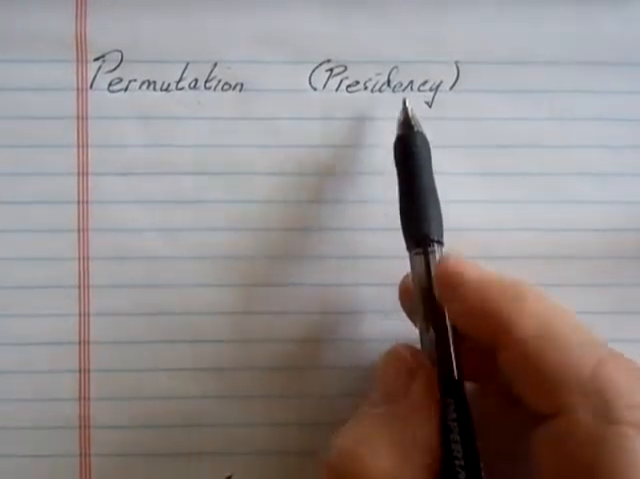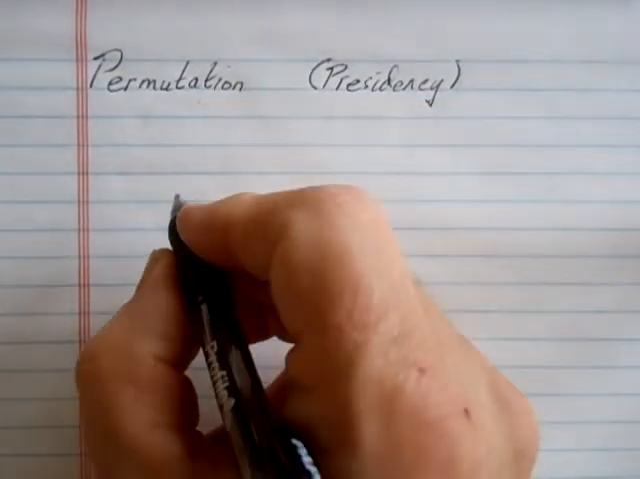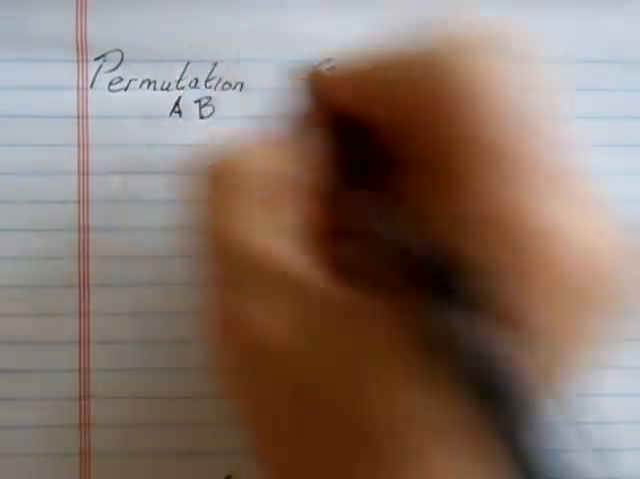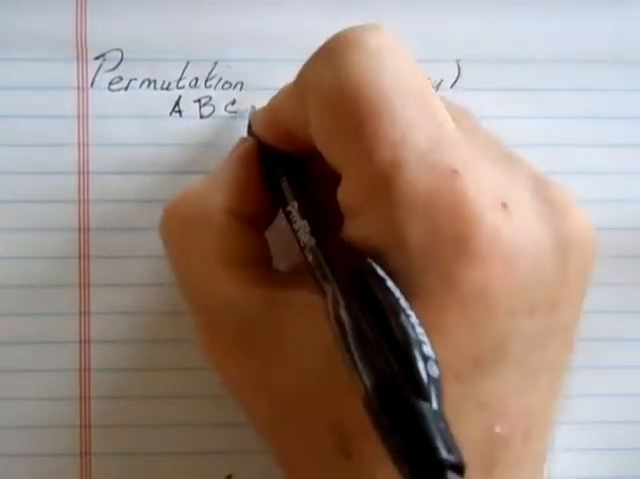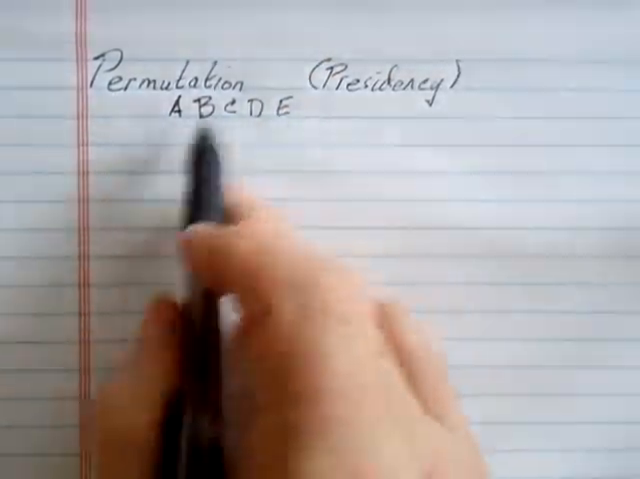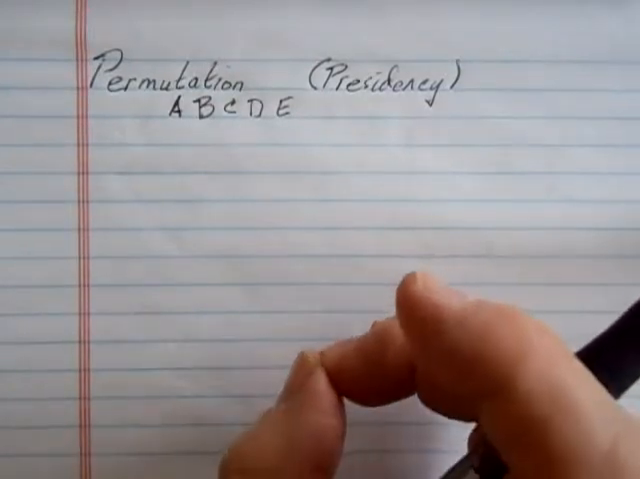A presidency is a good example of a permutation. Suppose that we had a group of 5 people. For right now, let's call them A, B, C, D, and E. And from these 5, we want to choose a presidency of 3.